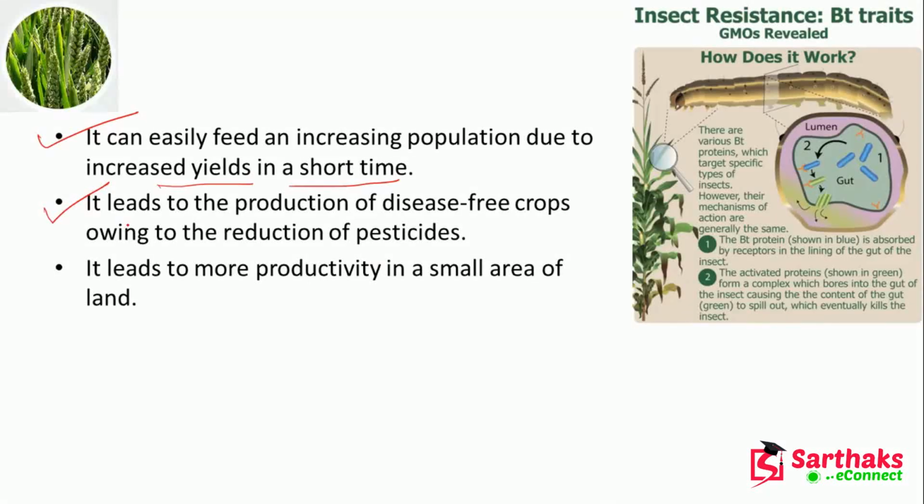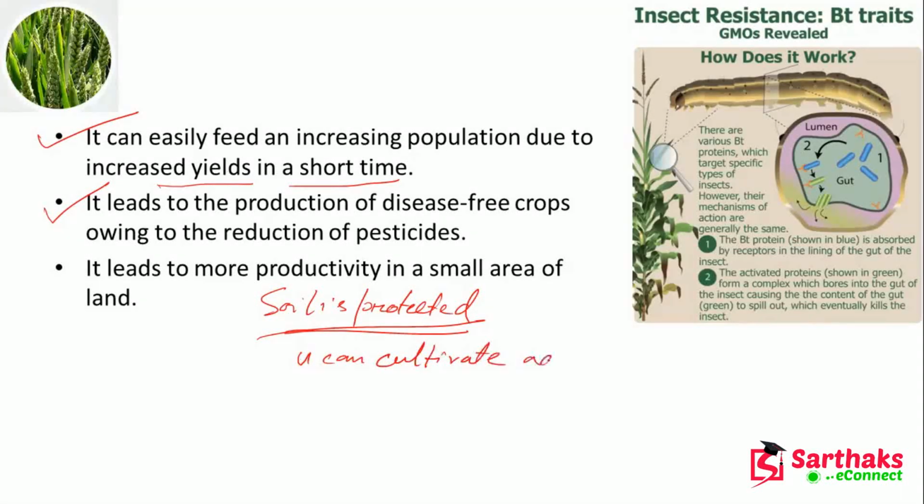As you know, with BT crops we are using less pesticide, so the soil is protected, the soil is okay. So in the same soil you can cultivate again. But if you are using synthetic pesticides, then you have to prepare the soil again for new cultivation, and for that you have to spend so much money. So it leads to more productivity in small area land.